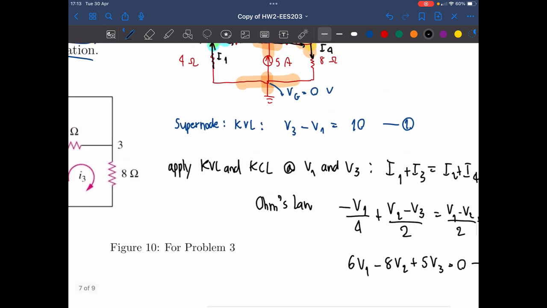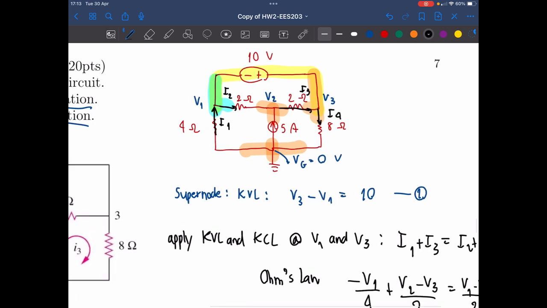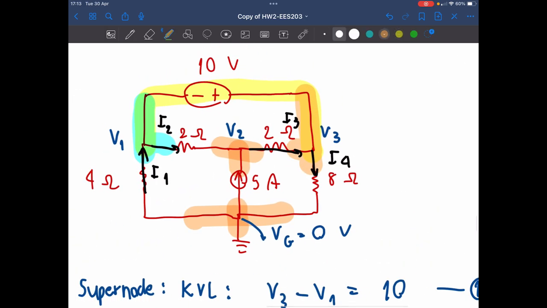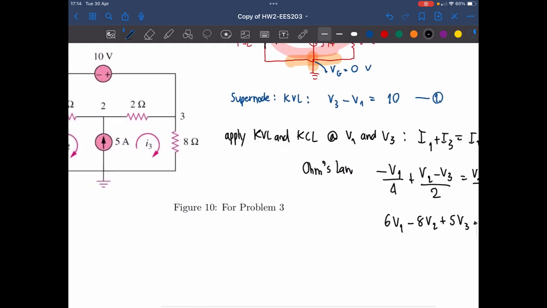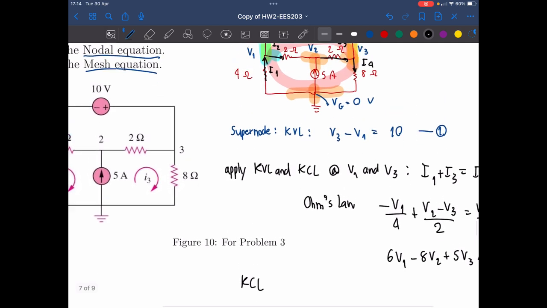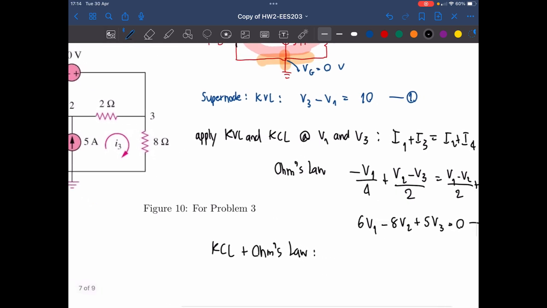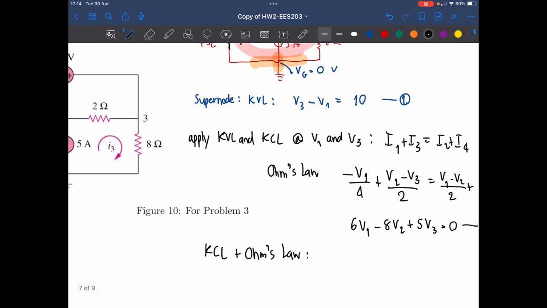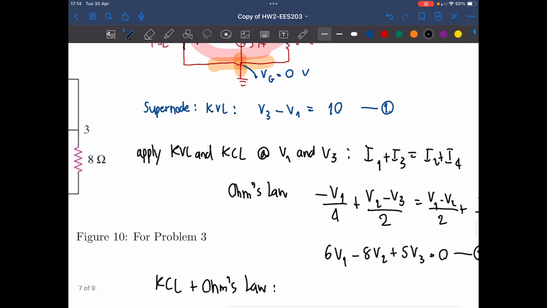Now, we need another equation so that we could solve this problem. And as you see, the last part is in the middle. And using the same law, the KCL, and Ohm's law as well, KCL plus Ohm's law.